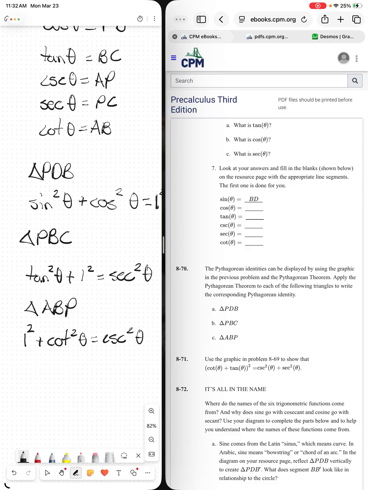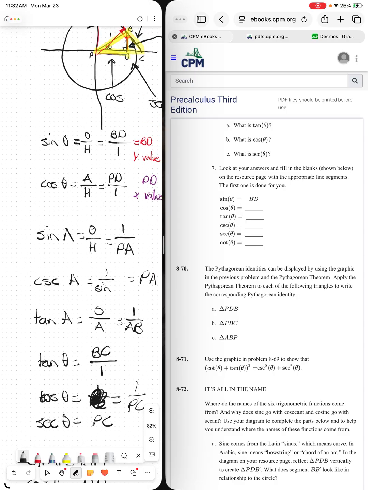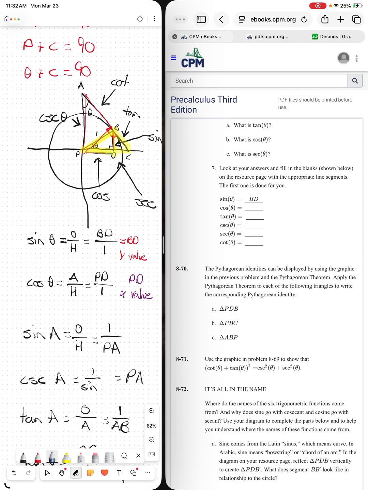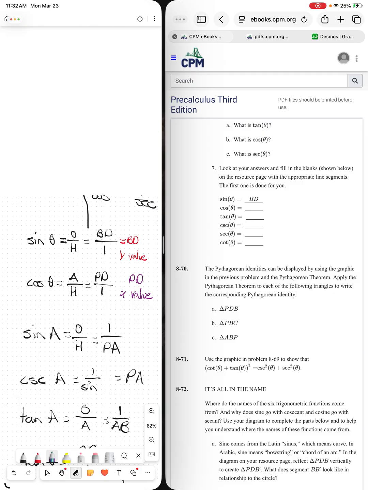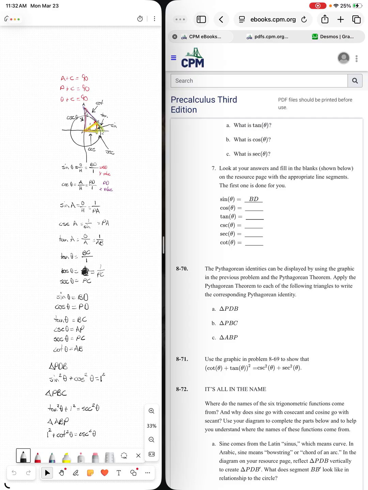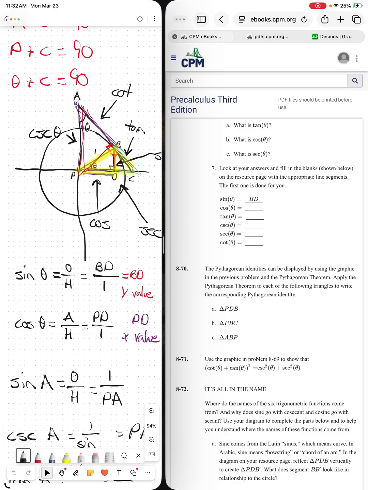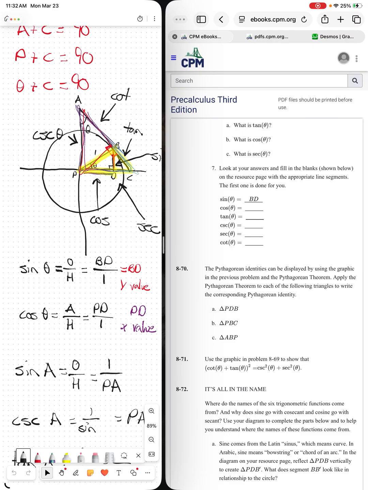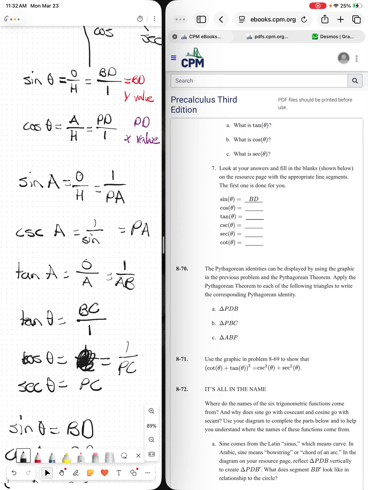Then use the graphic in the problem to show the big Pythagorean theorem. So we're talking about the whole triangle. If you look at the whole triangle, the big part there is cotangent plus tangent, squared, and then the bottom is secant squared, the side is cosecant squared. So that works too.